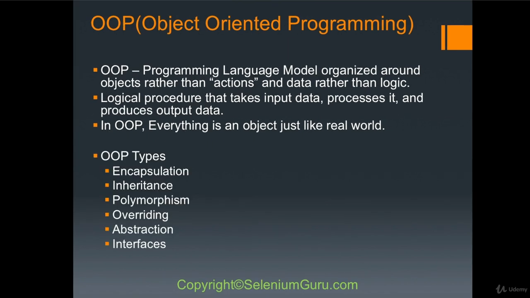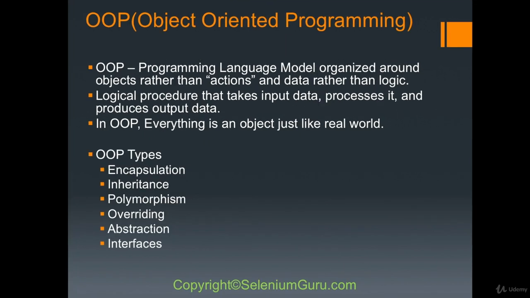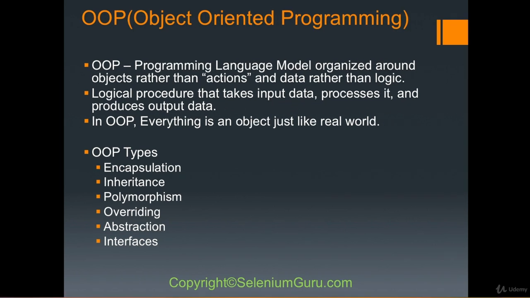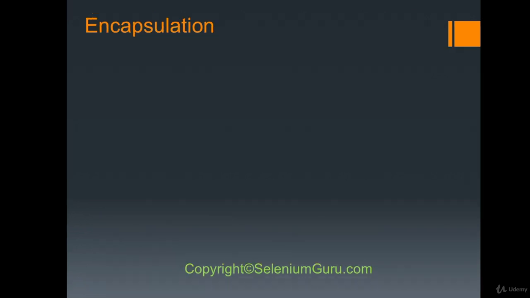There are a lot of different features of object-oriented programming. These are the benefits. The first one is encapsulation, then inheritance, polymorphism, overriding, abstraction, and interfaces. We're going to go one by one because this is one of the very important topics of the entire Java programming language. This is one of the features that made Java the most popular and commonly used programming language. So let's try to understand what encapsulation is.